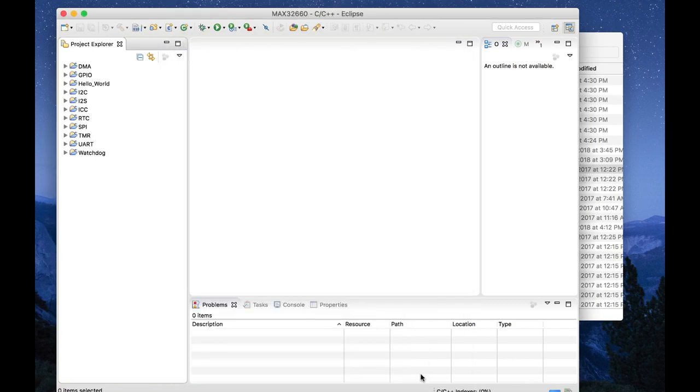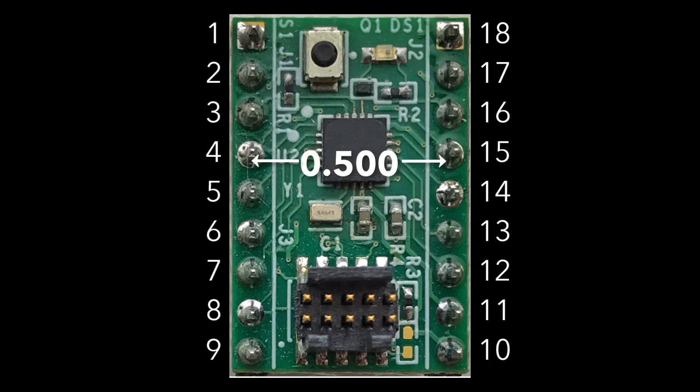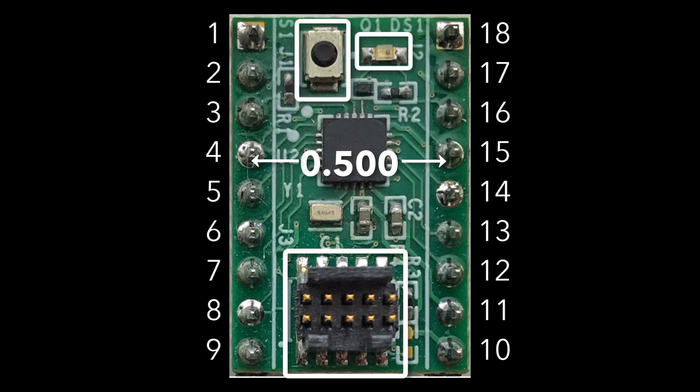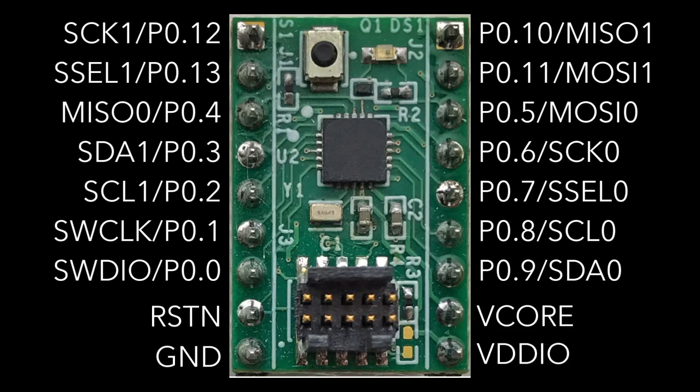Now let's turn our attention to the hardware. The evaluation kit for the MAX32660 looks like this. A tiny board that honestly doesn't look like much, an 18-pin 500mm DIP with a red LED, a push button, and a serial wired debug connector. But remember, the MAX32660 is a real system on chip, and it has lots of peripherals, and those peripherals are exposed on 14 of the 18 pins. The other 4 pins are there for ground, I/O and core supplies, and reset.